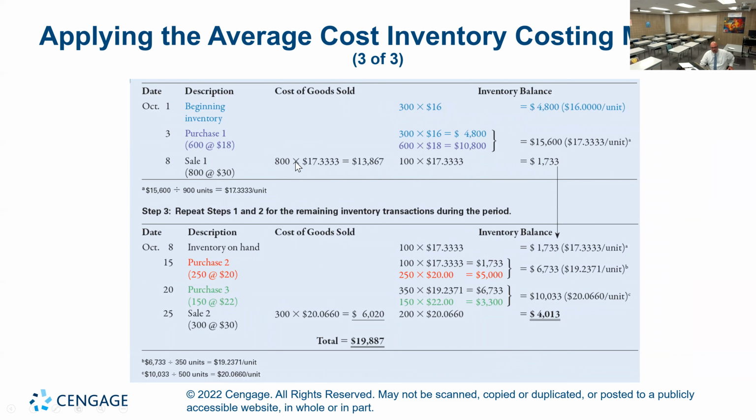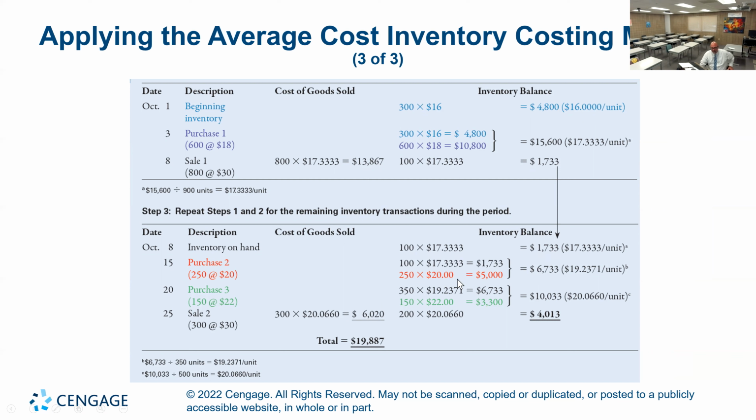So we record our cost of goods sold. It's 800 times 17.33. Units wise, we have 100 left, at 17.33 each. When you multiply that out, we have $1,733 of inventory with 100 units. When we get to our next sale, we need to calculate that average again. We have the 100 units at 17.33.